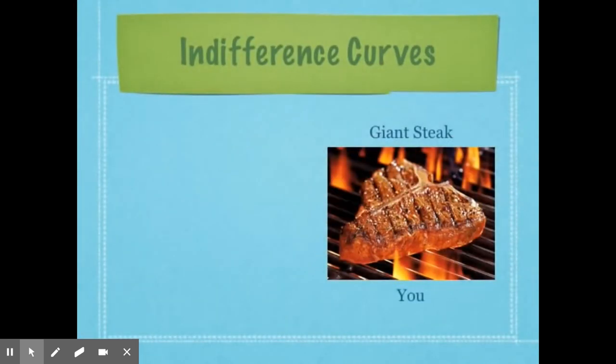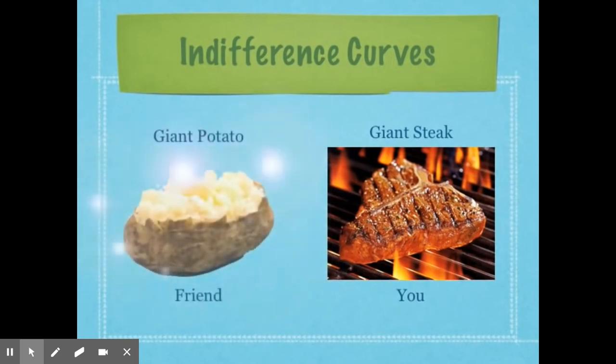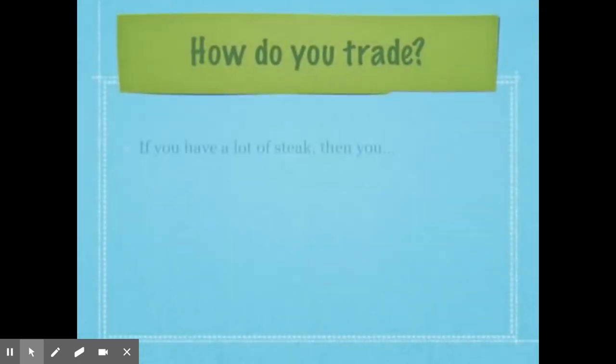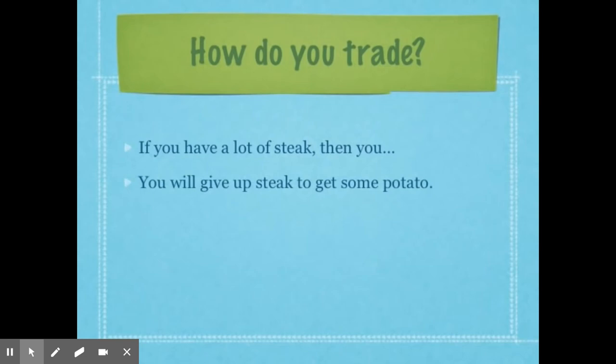So, imagine you have a giant steak. A friend of yours has a giant potato. You're going to trade. How do you trade? If you have a lot of steak, then you will give up steak to get some potato.